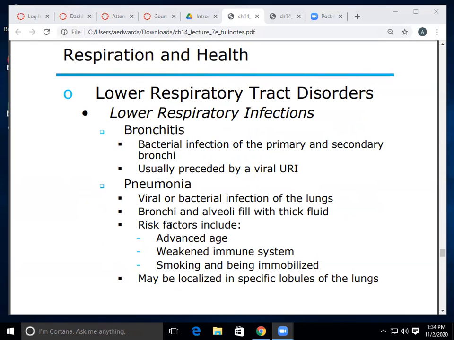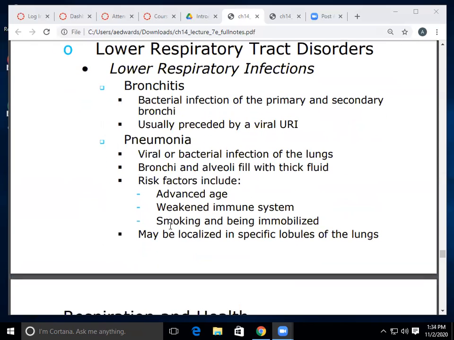Okay, in the lower respiratory tract, you can see things like bronchitis. It's a bacterial infection of those primary and secondary bronchi. It's typically going to be preceded by some sort of viral infection. Now, pneumonia could be a viral infection or it could be a bacterial infection in your lungs.